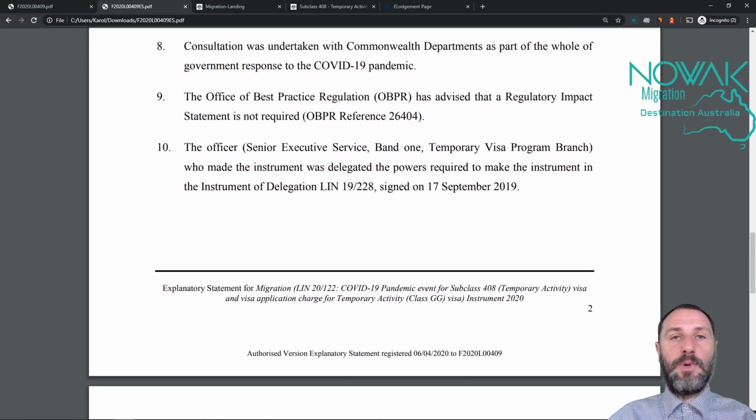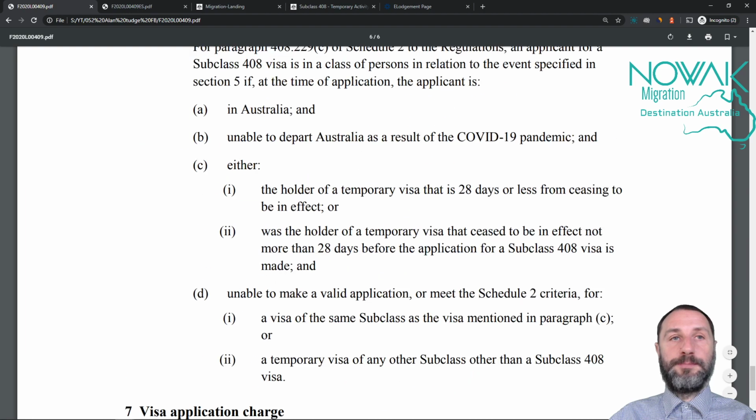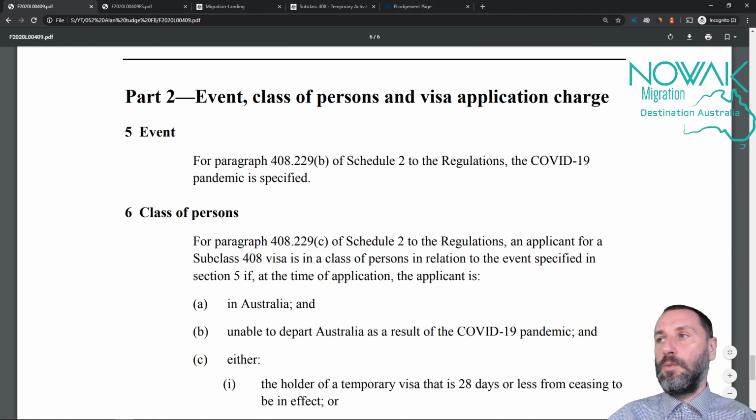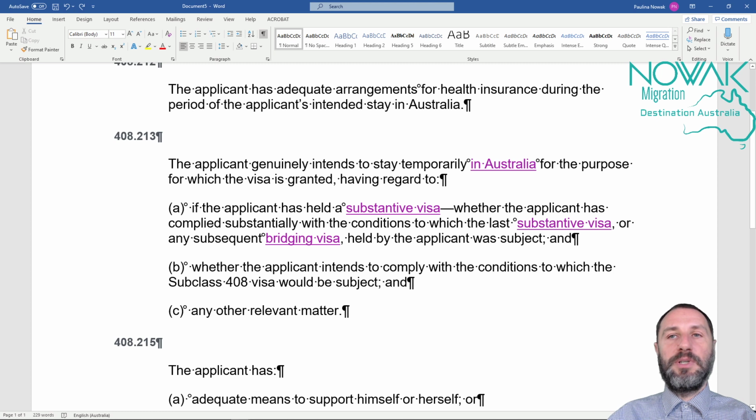Okay, so that's what is in this legislative instrument. Let's have a look at how the 408 visa works. What are the requirements for the 408 visa? The applicant has adequate arrangements for health insurance during the period of the applicant's intended stay in Australia. So whoever is willing to get the 408 visa will have to get health insurance.